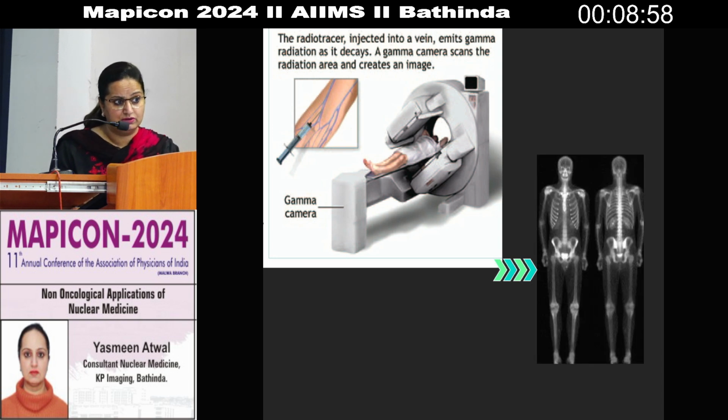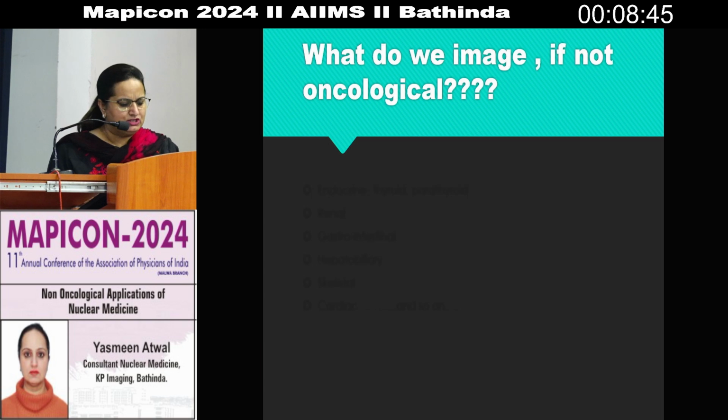So this is how the bone scan is going to look like. It is so specific that we don't see anything else in the body. At the most, we see the kidneys because that forms the basic route of excretion. So what do we image if not oncological in nuclear medicine?